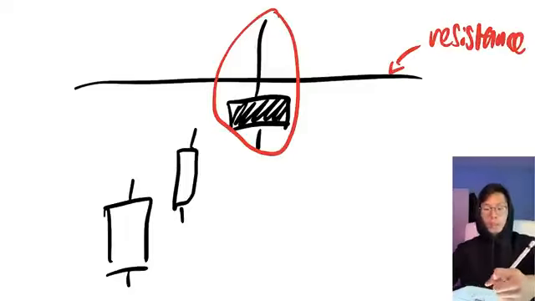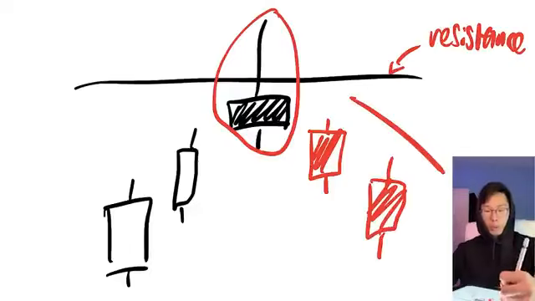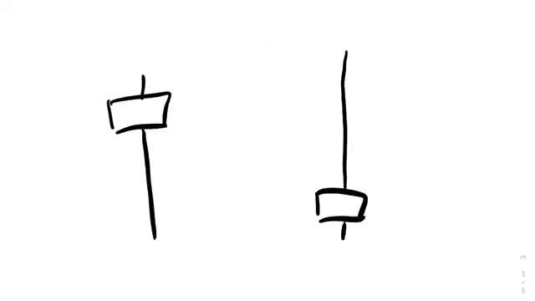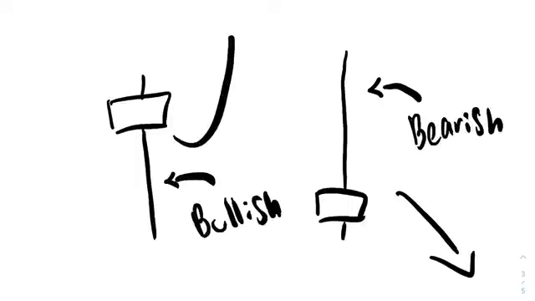After we enter for a sell, you should see some red candlesticks being formed right here, pushing the price all the way down. So basically, if you see a candlestick that has a long upper wick like this, it means it is bearish and price is about to go down. However, if you see a candlestick with a long lower wick like this, it means it is bullish and price is about to head up.